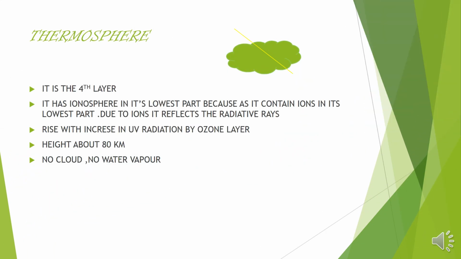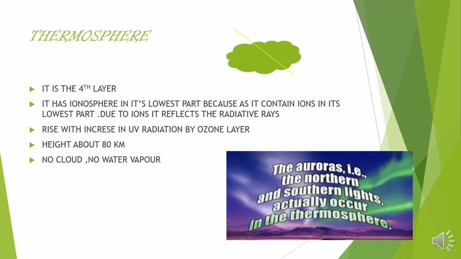Thermosphere. It is the fourth layer. It has the ionosphere in its lowest part, as it contains ions, meaning charged particles. Due to these charged particles, it reflects radio rays. Temperature rises with increase in UV radiation. Height is about 80 km. No clouds or water vapor exist in this layer. Aurora, the northern and southern lights, actually occur in the thermosphere.